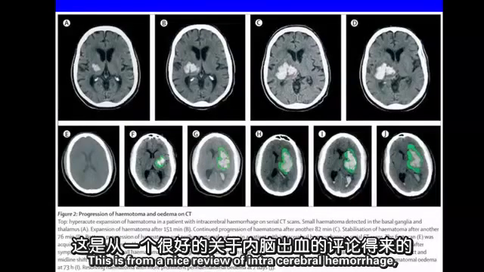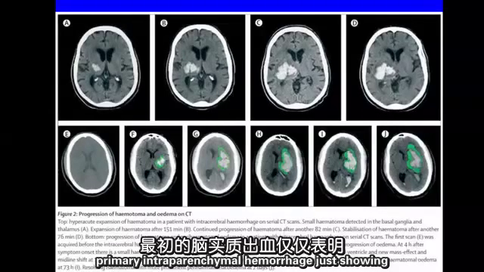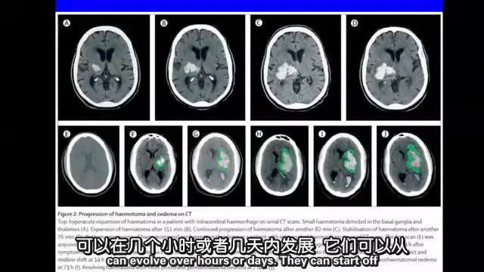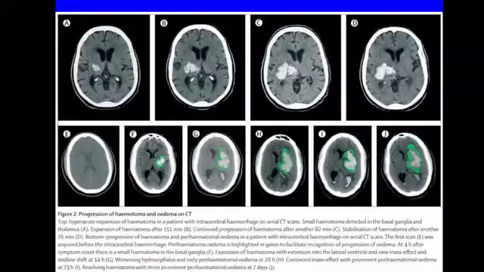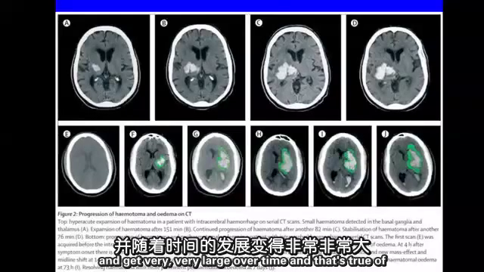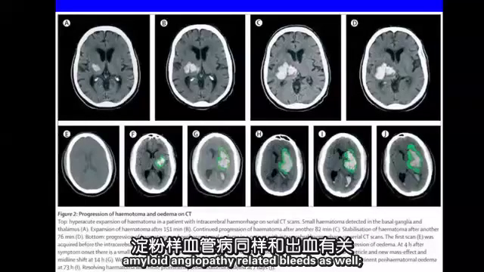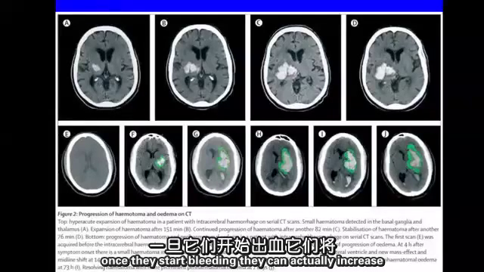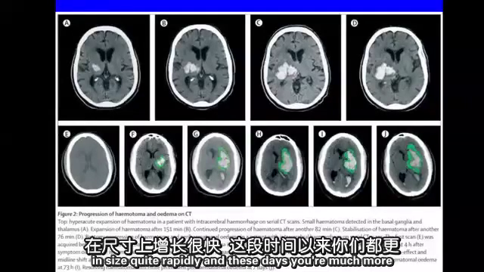This is from a nice review of intracerebral hemorrhage, primary intraparenchymal hemorrhage, just showing something that you all know, which is that hematomas can evolve over hours or days. They can start out as fairly small hematomas, as in the right thalamus basal ganglion here, and expand and get very, very large over time. And that's true of amyloid angiopathy-related bleeds as well. So once they start bleeding, they can actually increase in size quite rapidly.